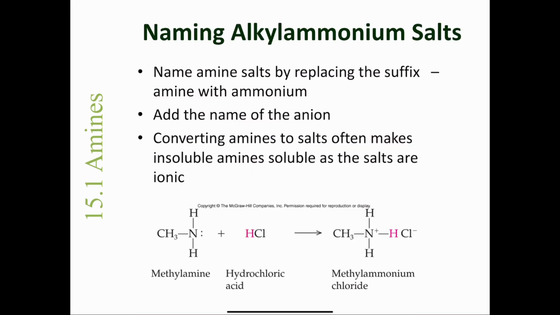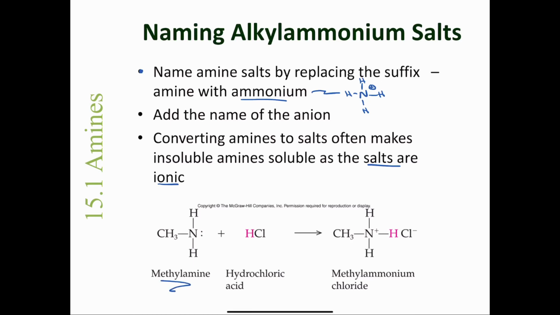You might be wondering, how do we name alkylammonium salts? We name amine salts by replacing the suffix amine with ammonium. And you probably remember the ammonium ion from Introduction to Chemistry 1. I'll help you out here. Here's the ammonium ion. And then, of course, you add the name of the ion. And the reason why it's useful to make salts is because when we convert amines to salts, it often makes insoluble amines soluble, as salts, of course, are ionic.